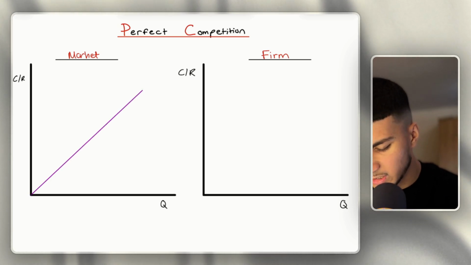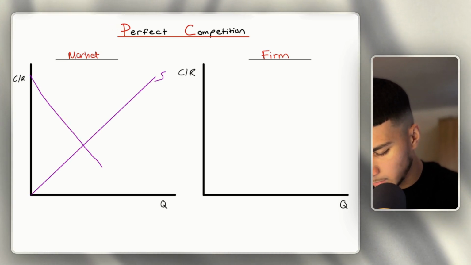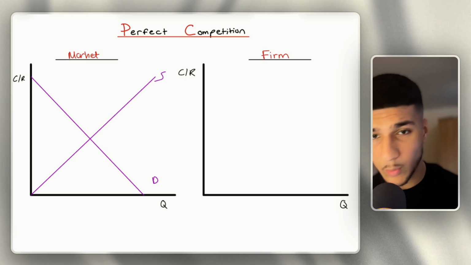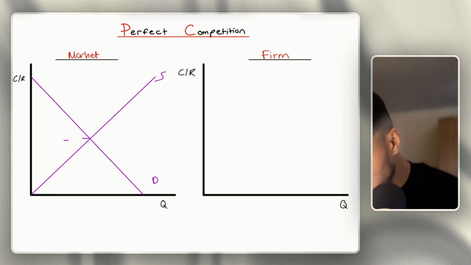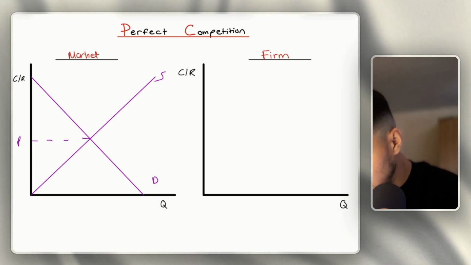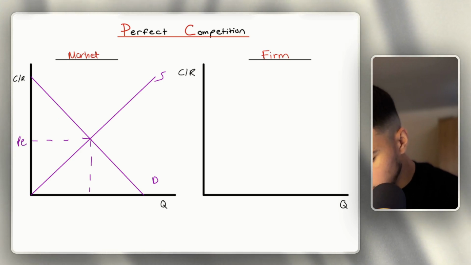Firstly, we have our supply curve, and then a simple demand curve. And the main thing here is where they intersect. So your intersection between supply and demand will give you, I would be doing this with a ruler, PE and then quantity QE.